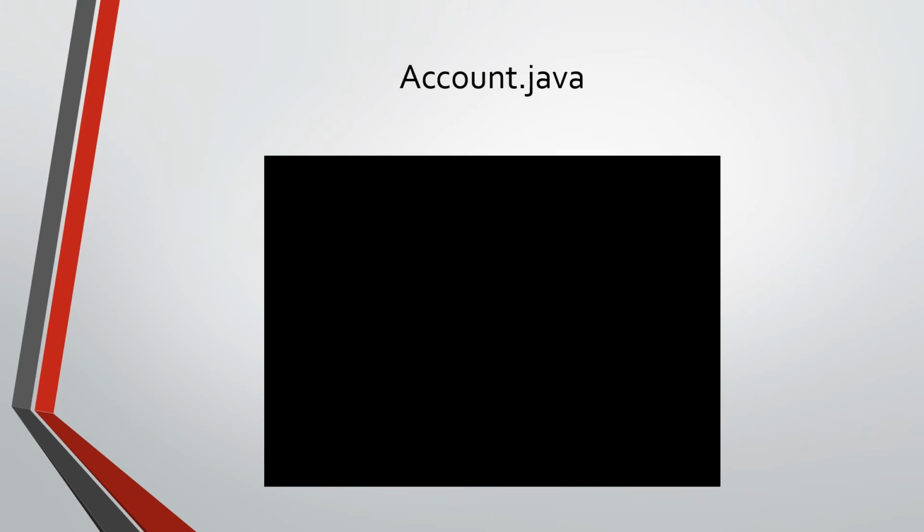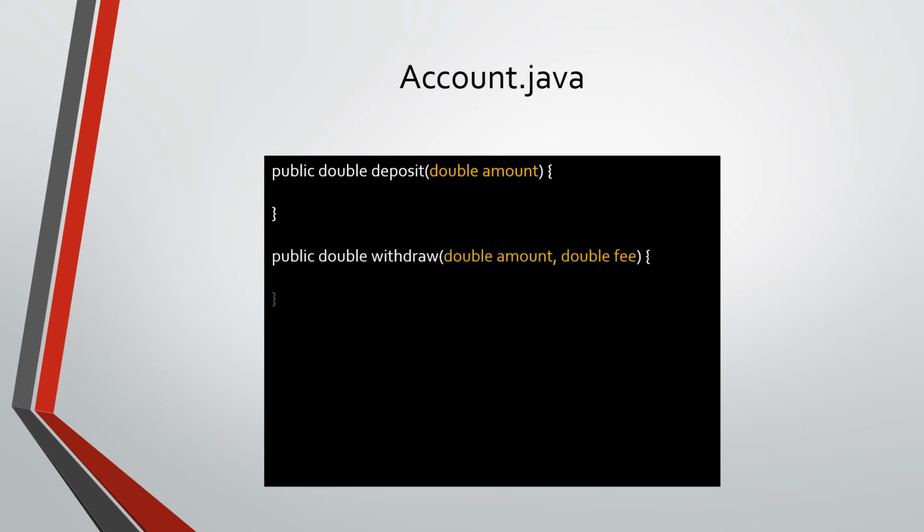Now let's set up the parameters for each method. We can declare the variables in the parameters. We will add double amount to the parentheses in deposit method. We will add double amount followed by a comma, then double fee in the withdrawal method.